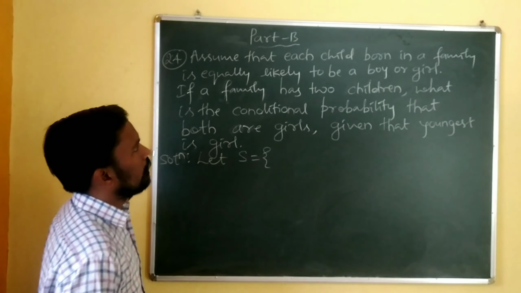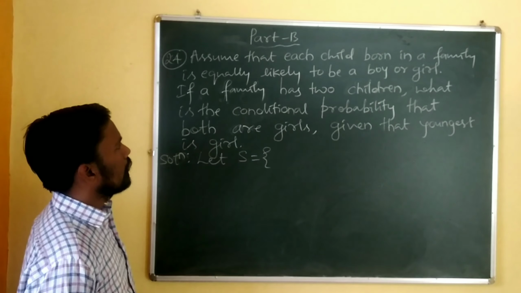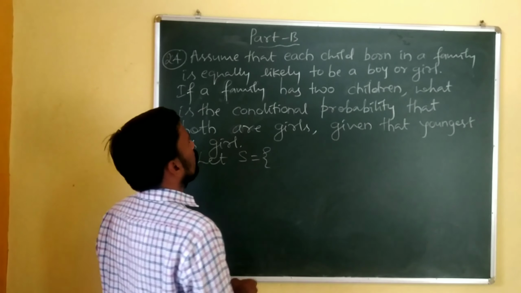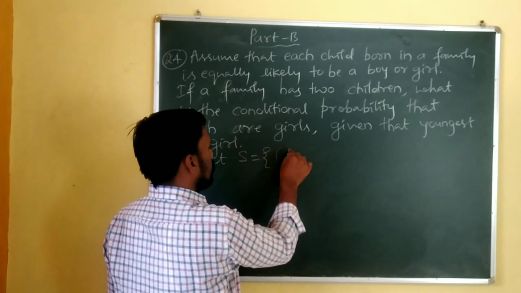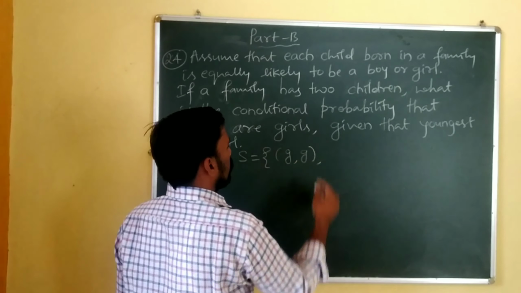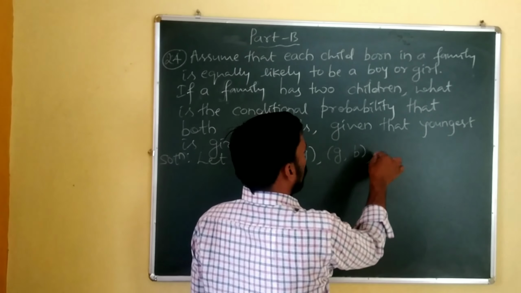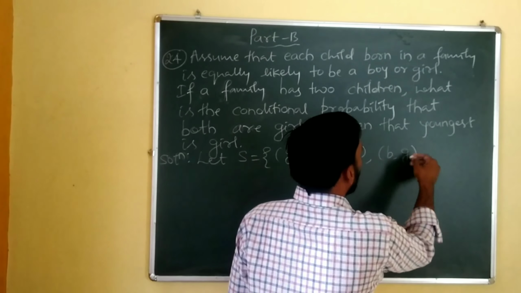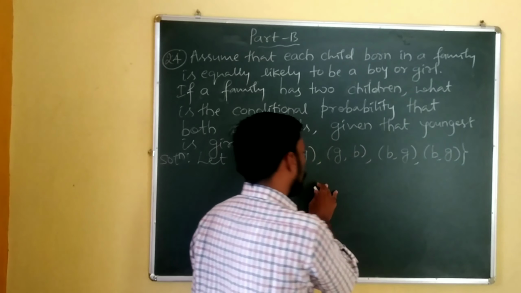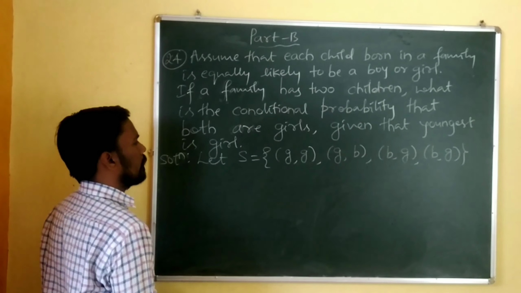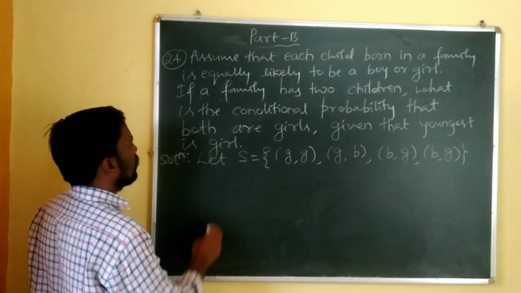Assume that each child born in a family is equally likely to be a boy or a girl. The family has 2 children. So the combinations are: first and second both girls, girl boy, boy girl, and both boys. These are the 4 possible cases, and these make up the sample space. And see this first condition: what is the conditional probability that both are girls?